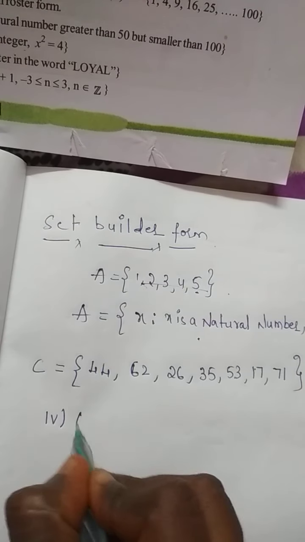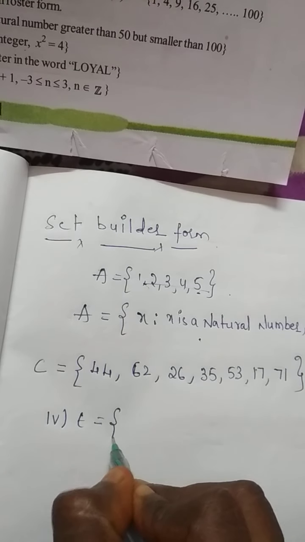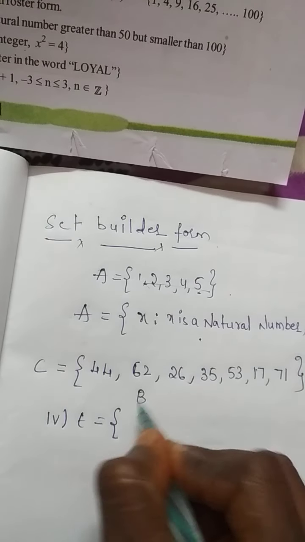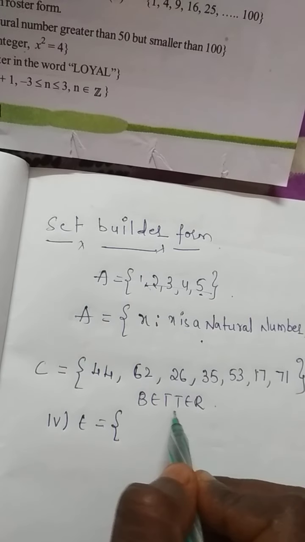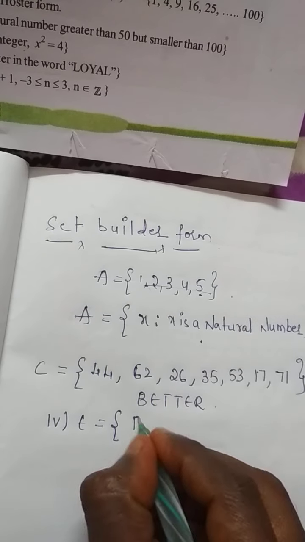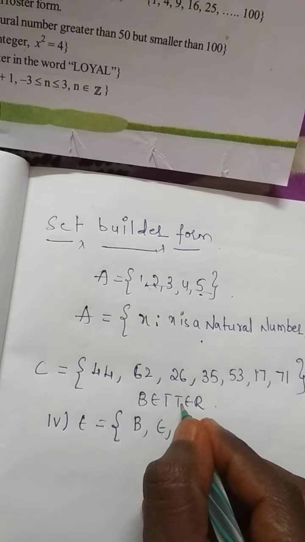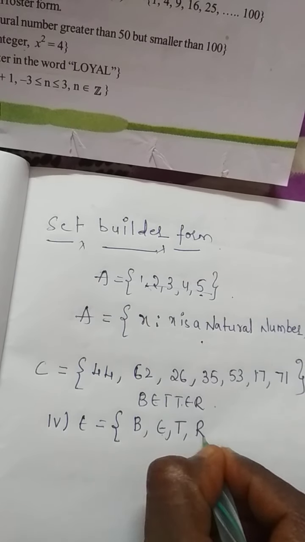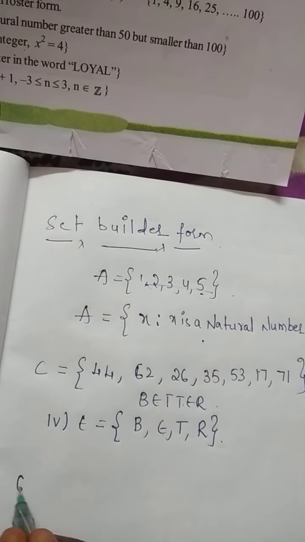Next one I will say. Fourth one: E is x such that x is an alphabet in BETTER. So when alphabets are given, what to do? It is B, E, T, T, E, R. The ones repeated two times, write only once. B, E, E is repeated two times, T is repeated two times, R. Understood? Okay.